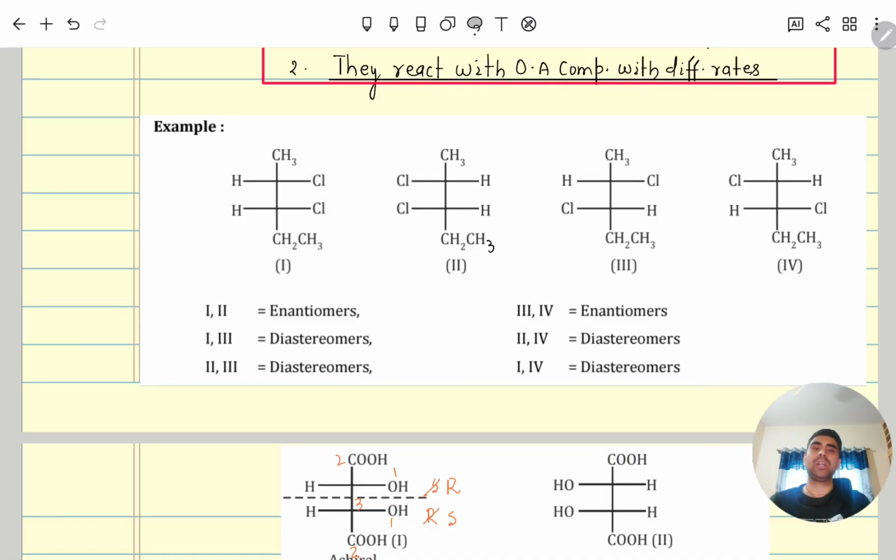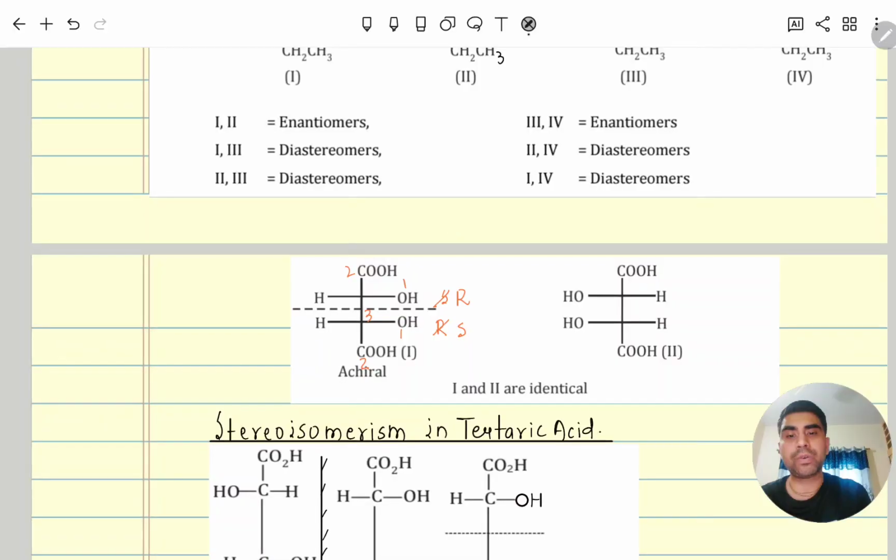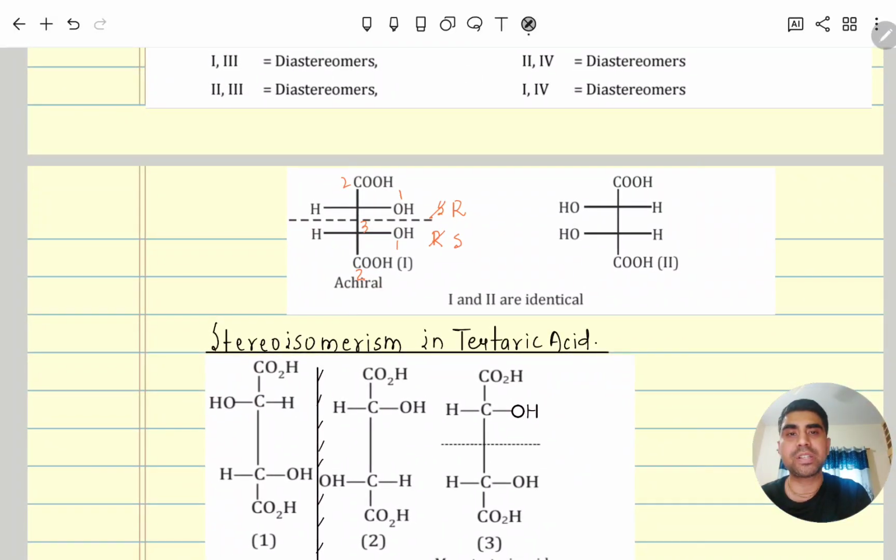Diastereomers and enantiomers are optically active entities. If enantiomers 1 and 2 are 50-50%, in that case they form an optically inactive mixture, but individually they are optically active. So enantiomer entities and diastereomer entities are both optically active, whereas meso compounds are inactive due to internal compensation. If one is rotating R, the other is rotating S, so it will be 0.